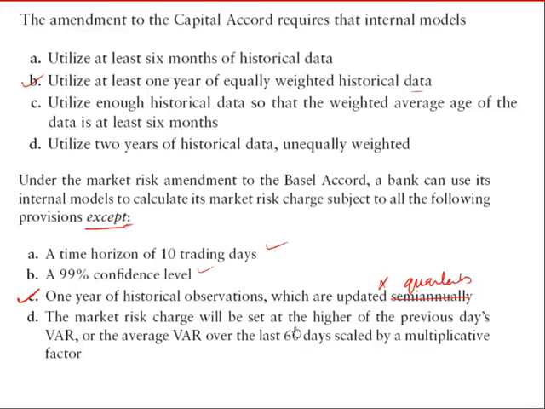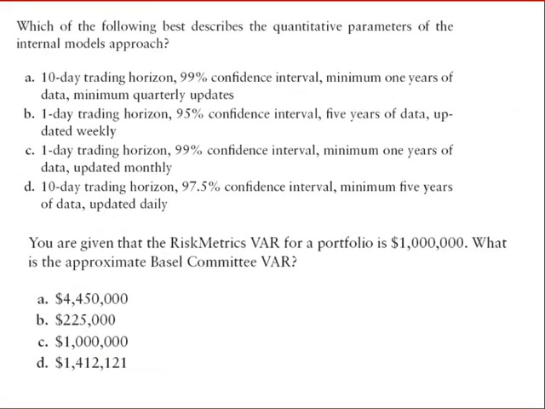The market risk charge will be set at the higher of the previous day's VaR or the average VaR over the last 60 days scaled by a multiplicative factor. That is correct. So C is the right answer in this case. Which of the following best describes the quantitative parameters of the internal models approach? So once again, 10-day trading horizon, 99% confidence interval, minimum 1 year of data, and minimum quarterly updates is the correct answer.